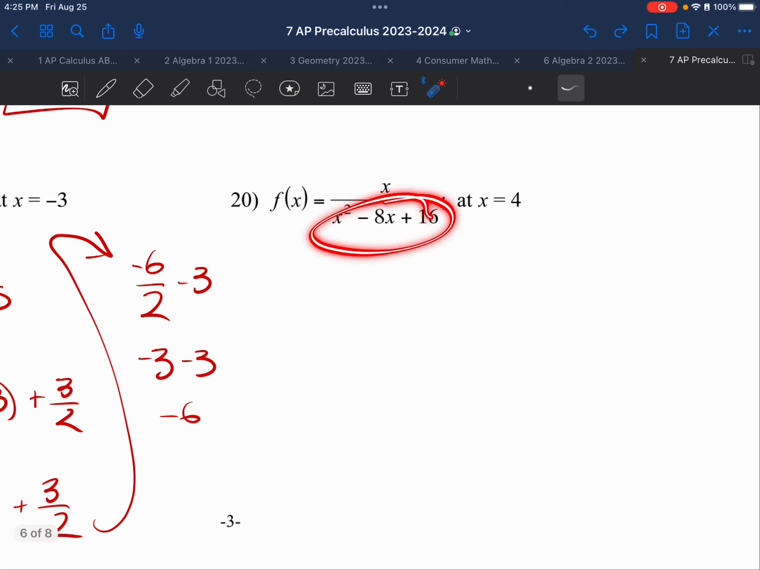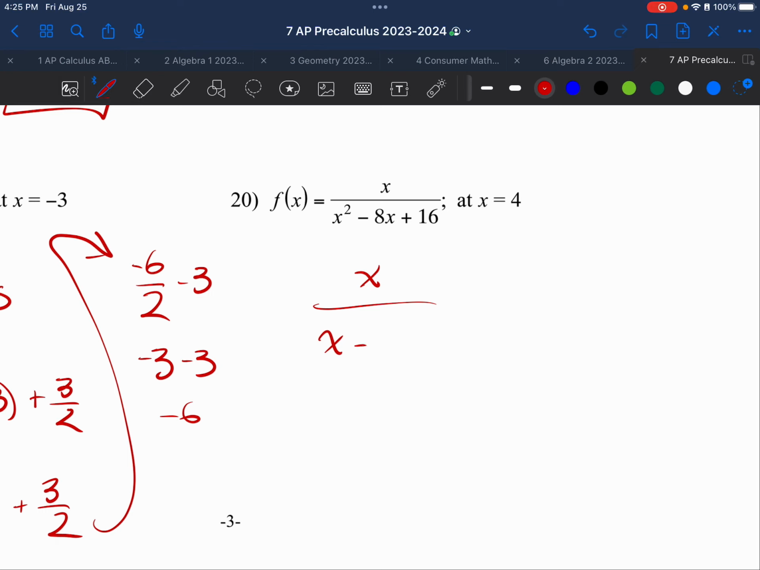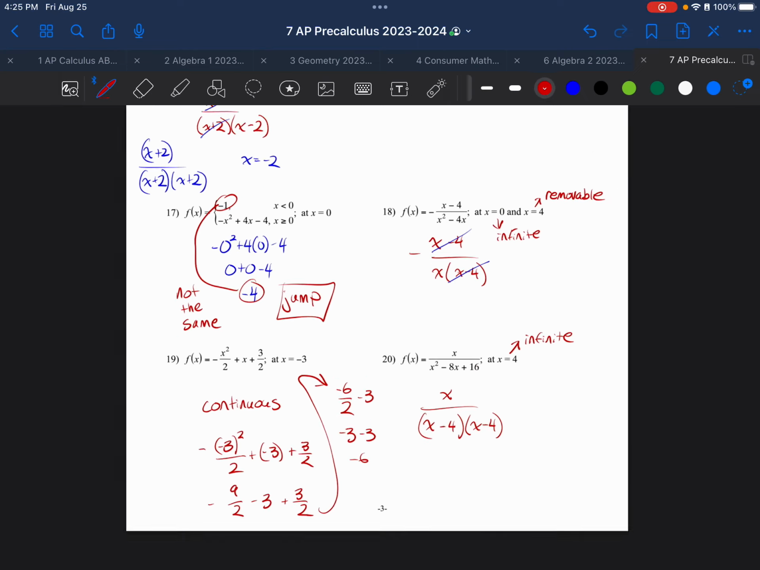Number 20 does have bad things happening. Look, there's an x in the bottom. So let's go ahead and factor the bottom. It's going to be x over x minus 4 and another x minus 4. If you're not comfortable factoring things really quickly without a Ninja Star, I can give you a worksheet so you can get better and better at that. Notice that there's nothing canceling out, which means there's no removable discontinuity. There's only these leftovers, which happen to be the same leftover. They're the same copy of 4. So leftovers are always infinite discontinuities. Infinite discontinuity.